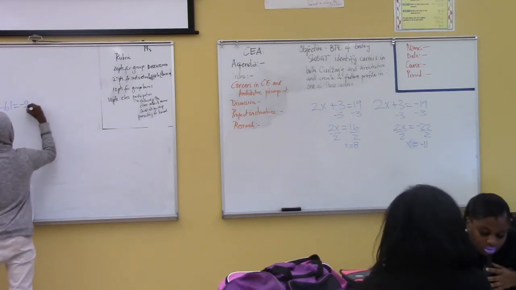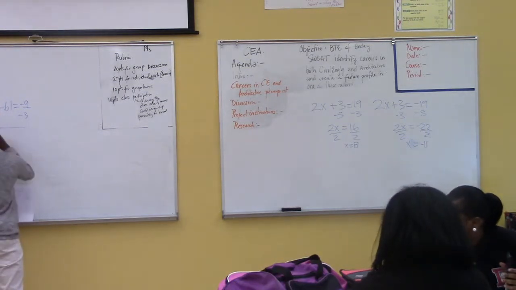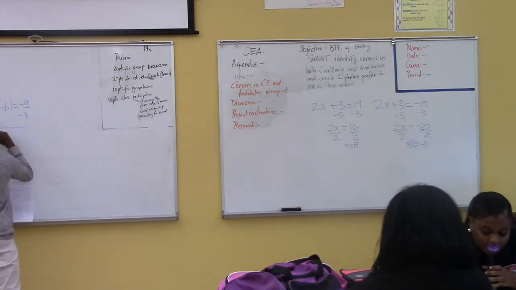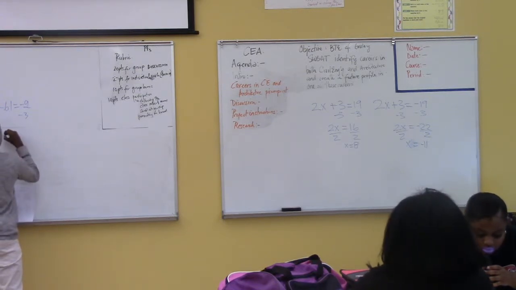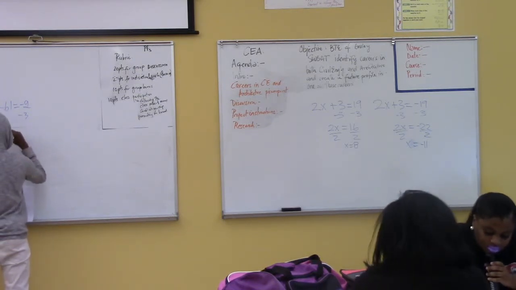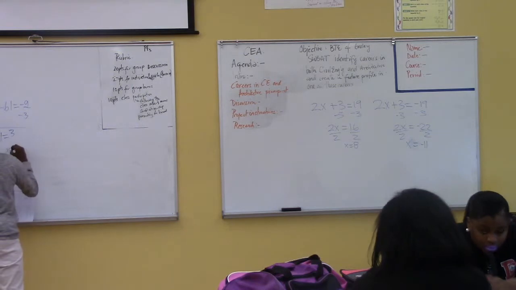Alright, so what did he do? We divided. Because remember when we talked about it, this is a term unto itself, and we're multiplying it by -3. So we divide. There you go.